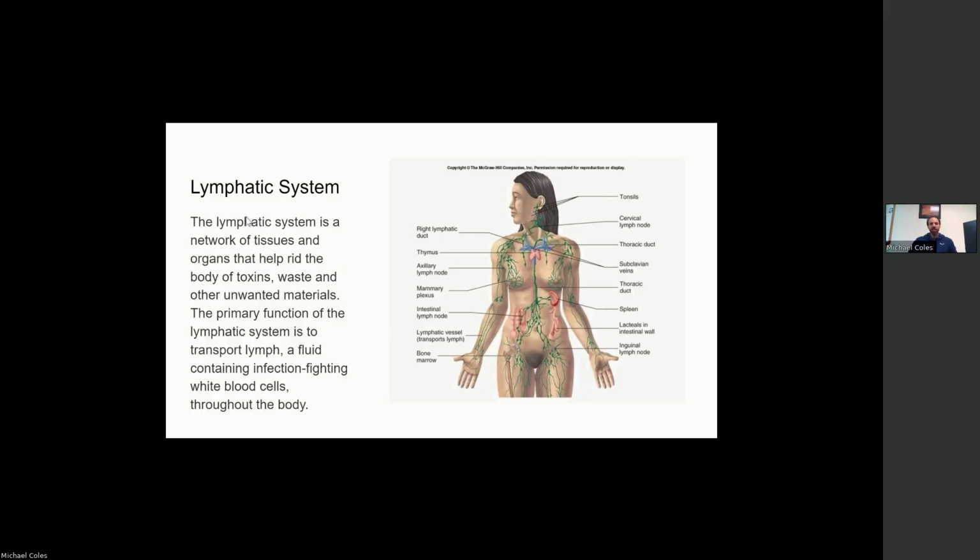So the purpose of the system is a network of tissues and organs to rid the body of toxins, waste, and unwanted material. So this is going to transport lymph fluid that contains these white blood cells throughout the body that help fight infection. Okay, so imagine Navy SEALs underwater in the sewage system, mucking around to figure out if we have any sort of enemies trying to come down in the sewage system.